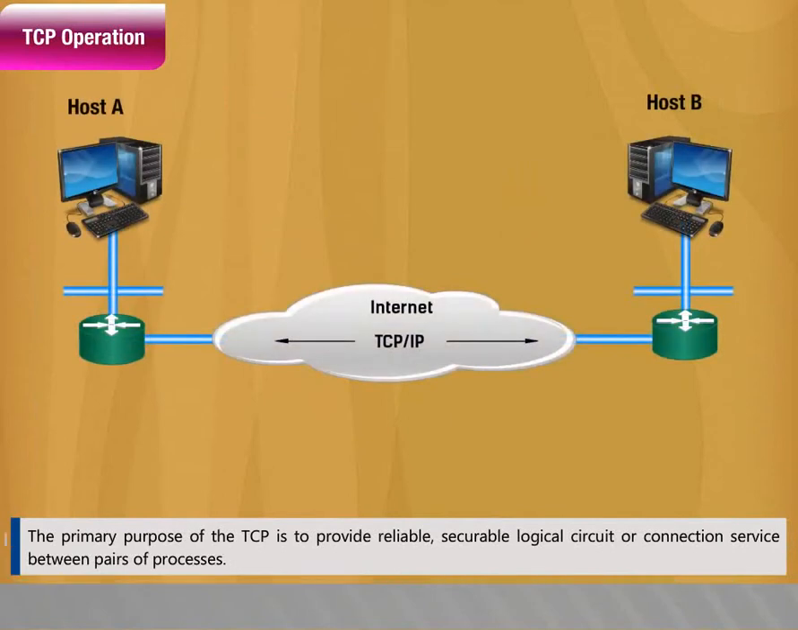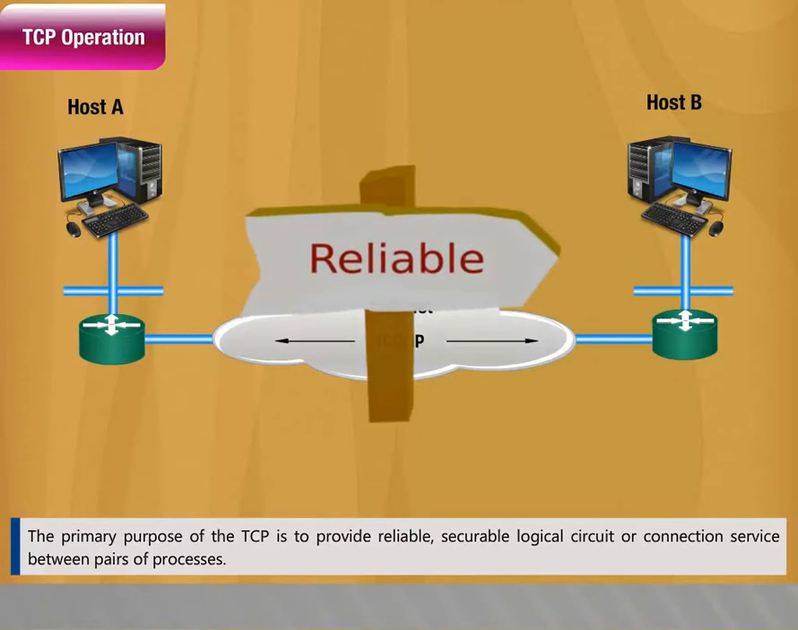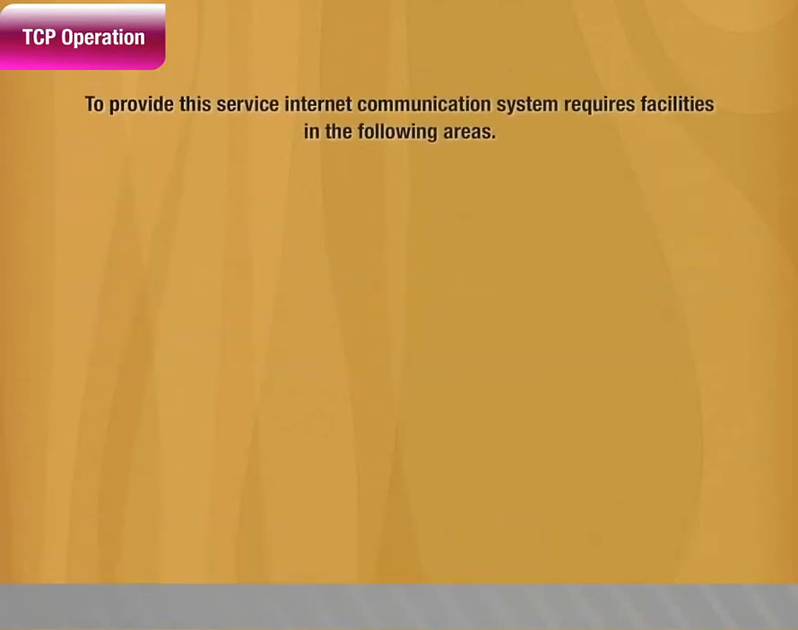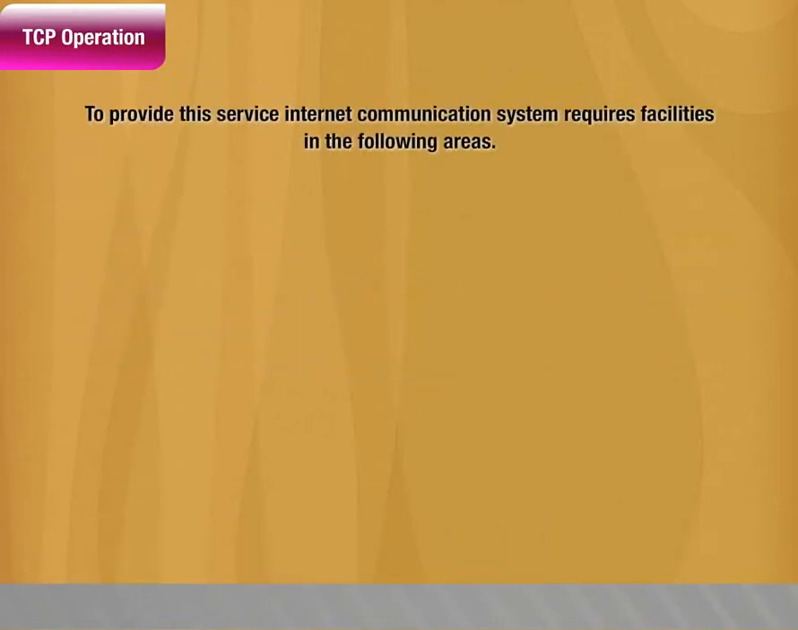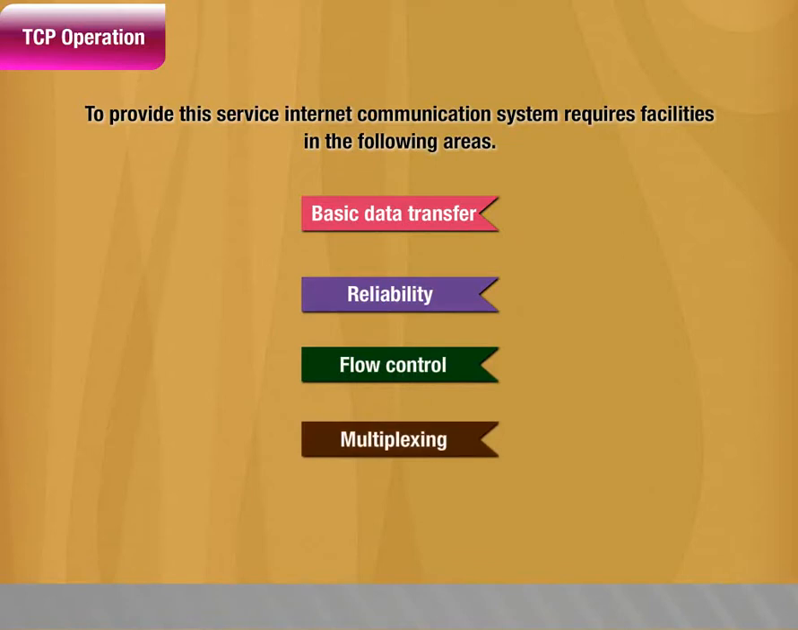The primary purpose of TCP is to provide reliable, securable logical circuit or connection service between pairs of processes. To provide this service, the Internet Communication System requires facilities in the following areas: basic data transfer, reliability, flow control, multiplexing, connections.